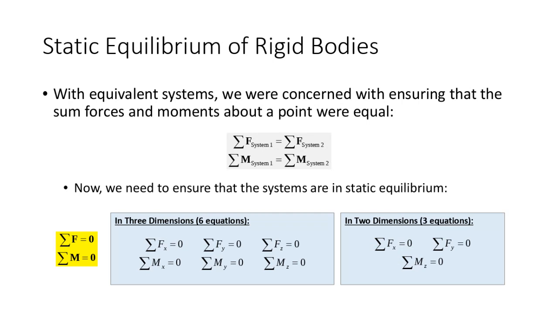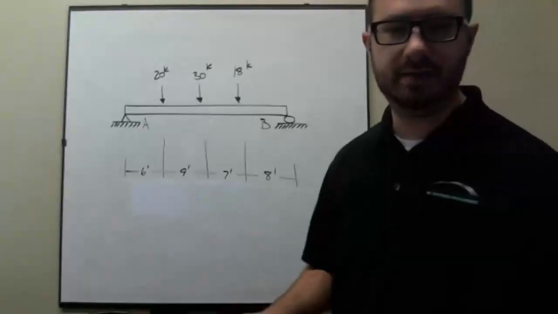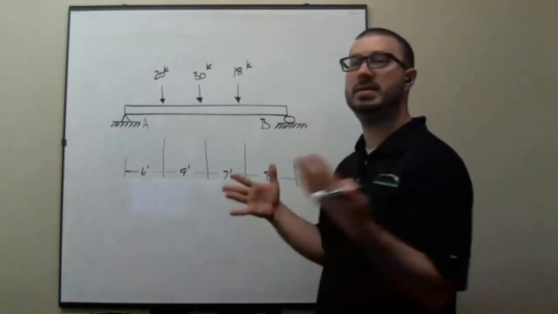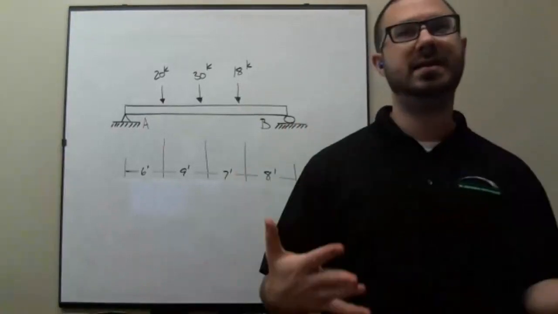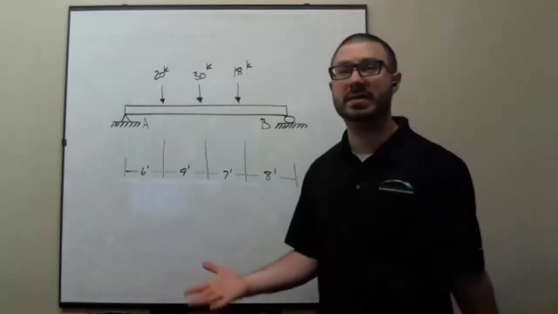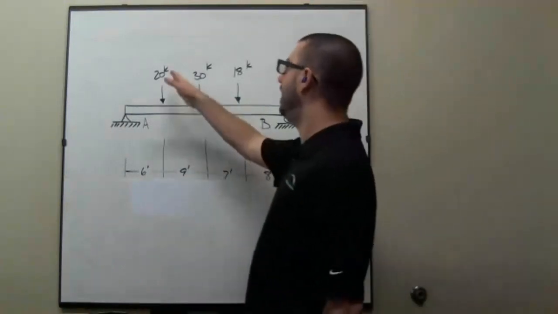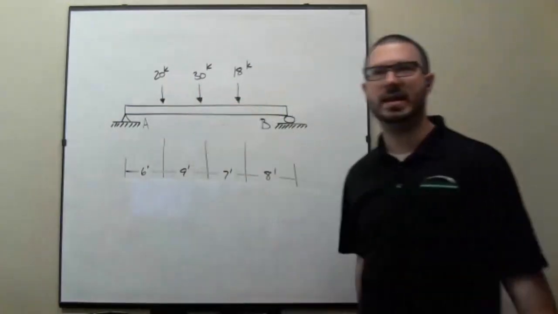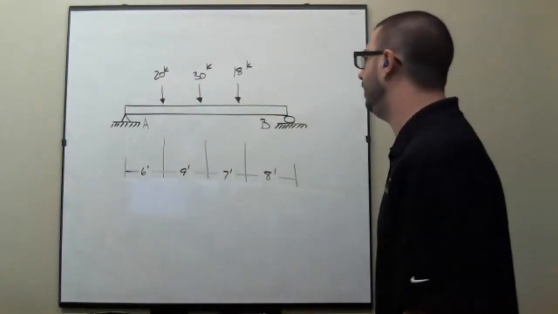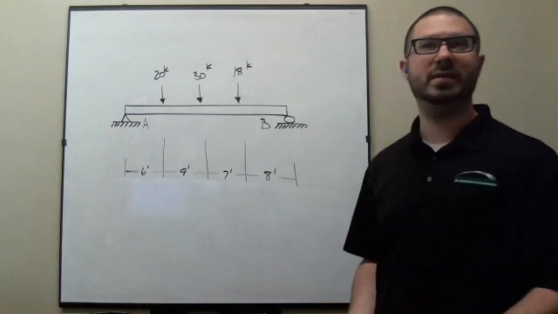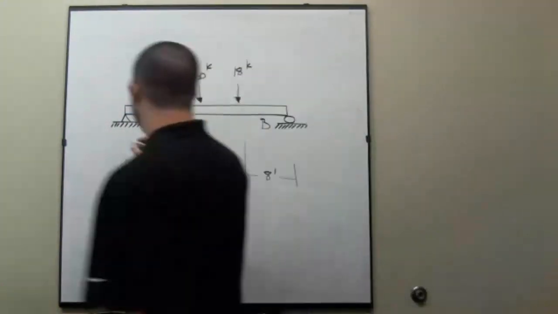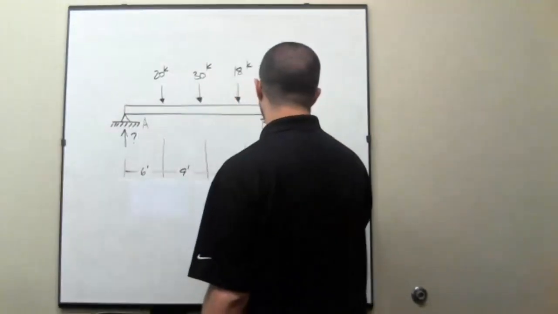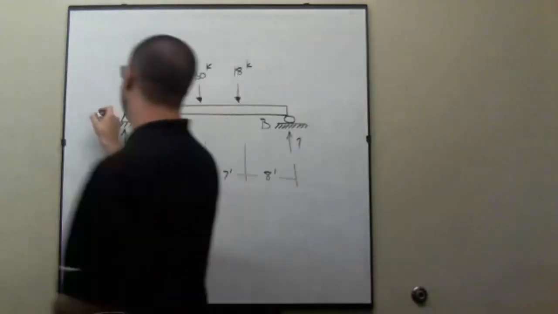a really good example is the problem we're about to deal with, which is this problem right here. This is a beam. This is one of the most fundamental analyses that engineers can do, particularly civil engineers. I have a beam, and it's subjected to a series of loads. I have a 20 kip load here, a 30 kip load here, and an 18 kip load here. This is something that a civil engineer might deal with. And so the question becomes, what is this force right here? What is this force right here? And what is this force right here?